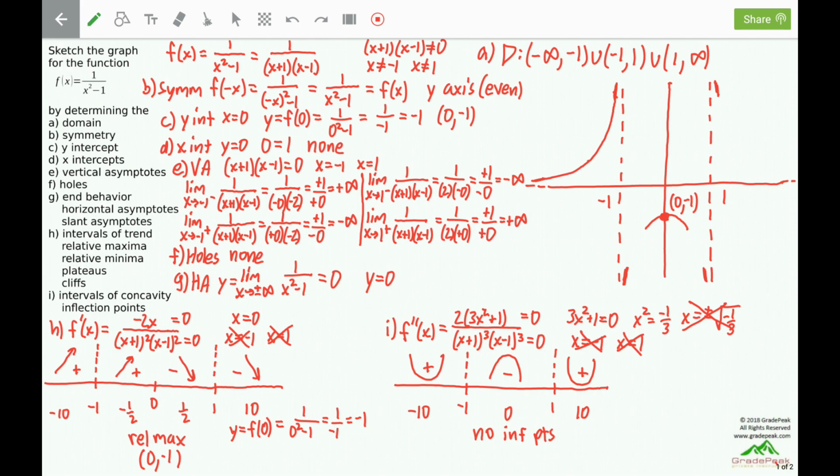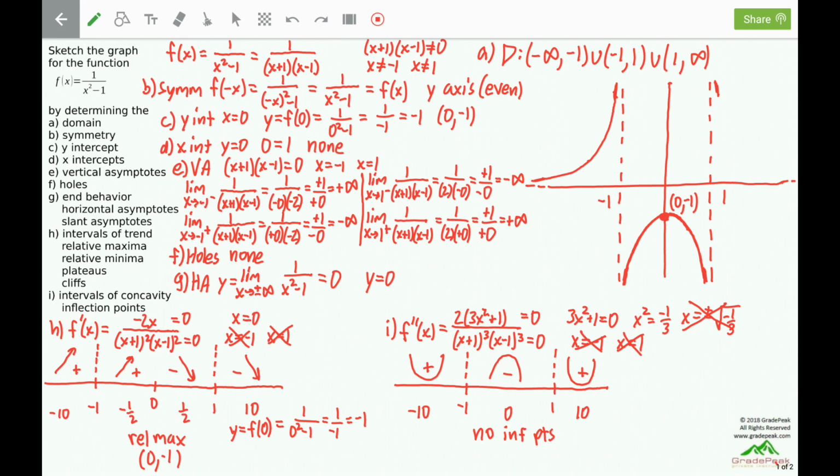In between the vertical asymptotes of -1 and +1, we have a trend of increasing to the left of 0 while being concave down, and decreasing to the right of 0 while still being concave down. And we have the relative maximum there at 0, -1. So it's supposed to remain concave down the entire time, so it's curving downward. It's increasing on this portion while being concave down, and it's decreasing on this portion while being concave down. It's approaching -infinity towards each of those vertical asymptotes.